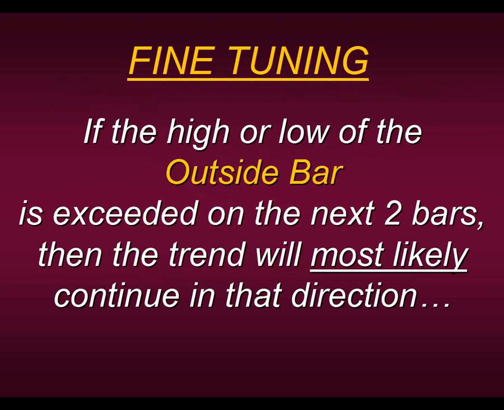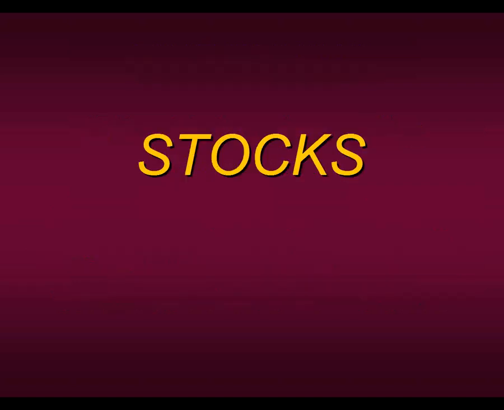All right, here's the fine-tuning. If the high or low of the outside bar, remember this is the second bar, is exceeded on the next two bars, then the trend will most likely continue in that direction. Okay, let me repeat that again. If the high or low of the outside bar, this is the second bar in that two-bar pattern, is exceeded on the next two bars, then the trend will most likely, we're not guaranteeing it, but most likely continue in that direction. So let's look back on some examples with stocks and see how this can work.